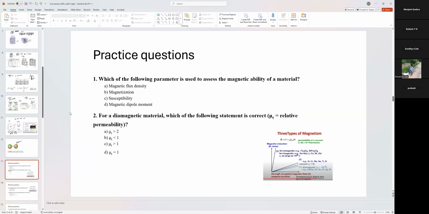Some practice questions. Which of the following parameters is used to assess the magnetic ability of the material? Susceptibility, right? Yeah, chi, depending on its value: less than zero, diamagnetic; positive, it's paramagnetic, and if it's very large, ferromagnetic. Depending on the susceptibility, we classify the material. Magnetic ability of material.